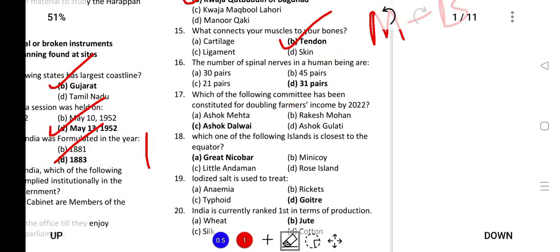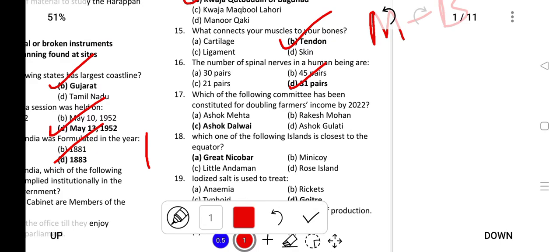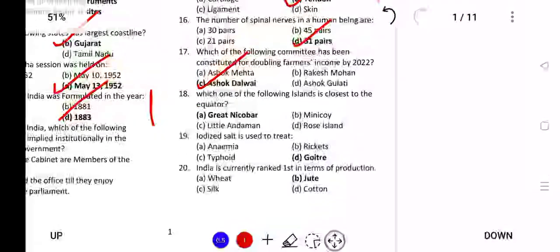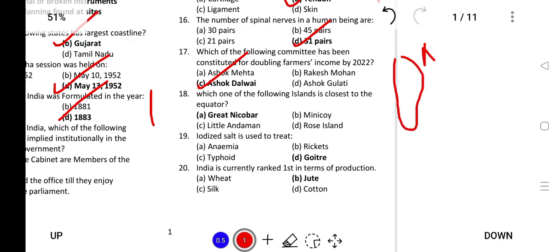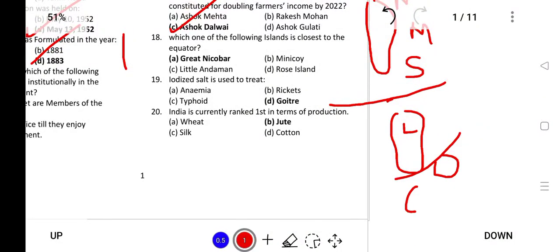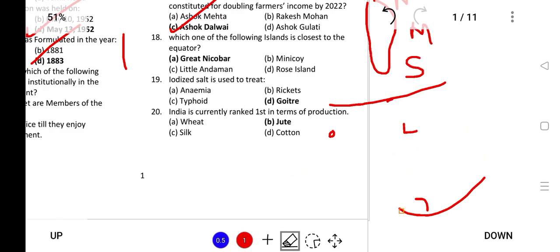Next, which of the following committees has been considered for doubling the farmer's income by 2022? The committee for doubling the farmer's income by 2022 is the Ashok Dalwai committee. Which of the following is closest to the Equator? Great Nicobar. So in the Andaman and Nicobar Islands there is Northern Andaman, Middle Andaman, Southern Andaman, then Little Andaman, which is next to Greater Nicobar. So Greater Nicobar is closest to the Equator.